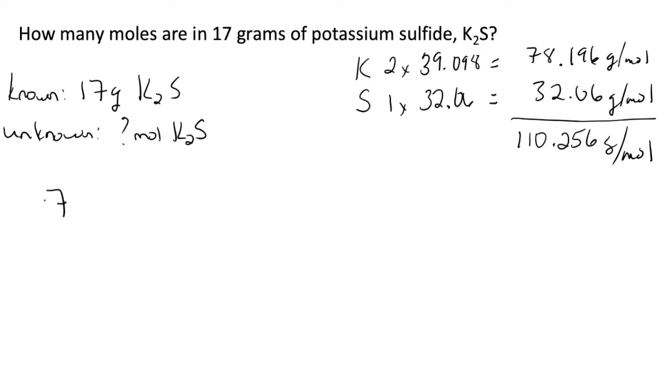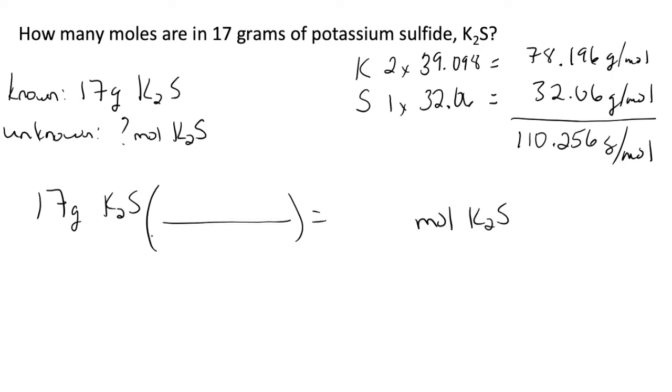All right, now to set up our problem. We start with our given, which is 17 grams of potassium sulfide, and we need to set up our conversion to convert from grams to moles of potassium sulfide. We want to get rid of grams, so we're going to put grams at the bottom and moles at the top.